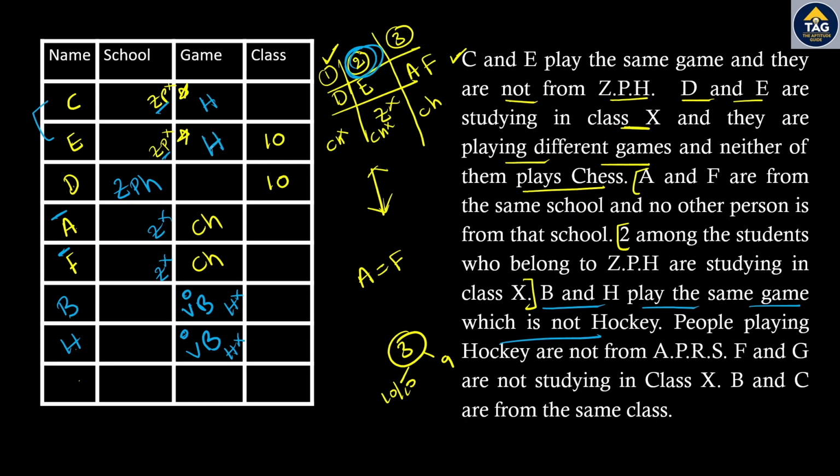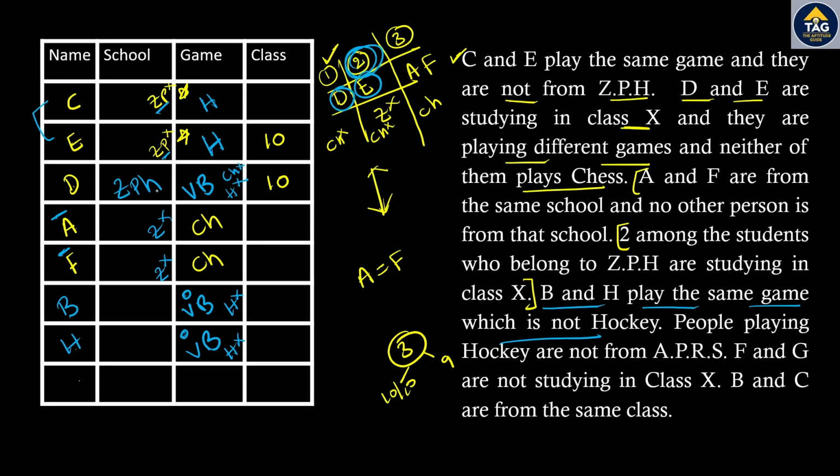So C plays hockey, E plays hockey, and then D. I am sure D and E belong to 2 different schools. As E plays hockey, D is not allowed to play hockey, so it's not hockey. D is not allowed to play chess, as it's clearly mentioned, we have exactly 2 playing chess. So D cannot play chess, D cannot play hockey, so D has to play volleyball.